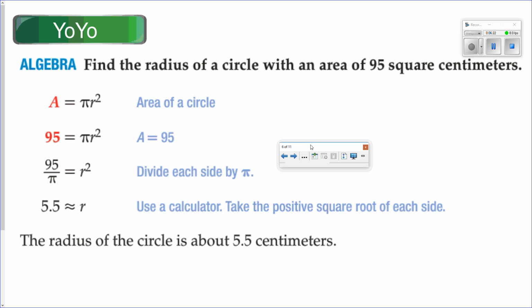On your own, find the radius of a circle with an area of 95 square centimeters. So I say on your own, but then I did all the work here for you.